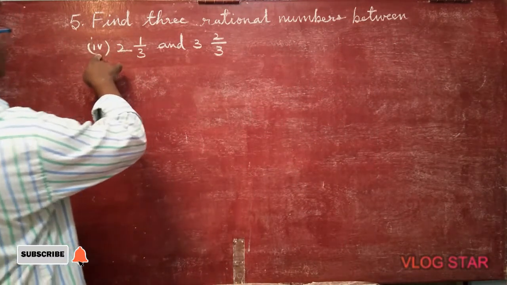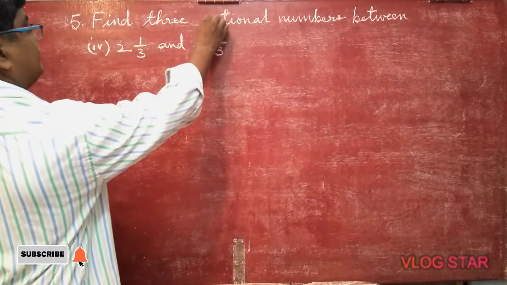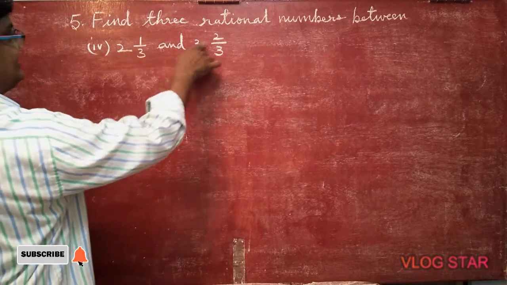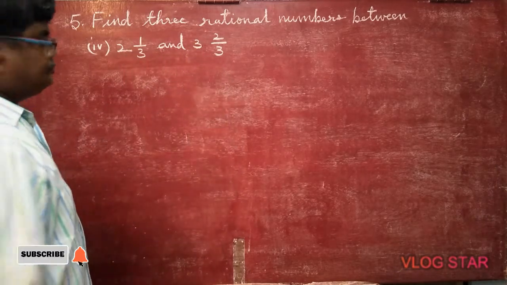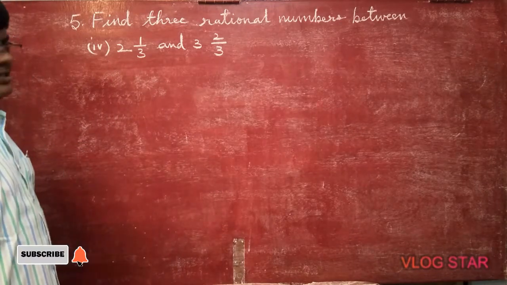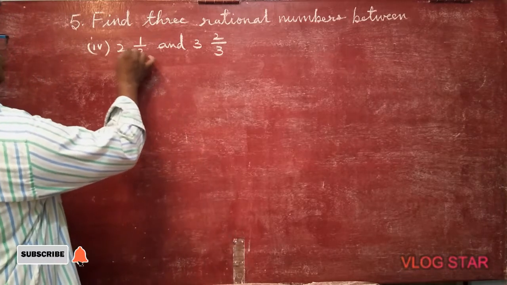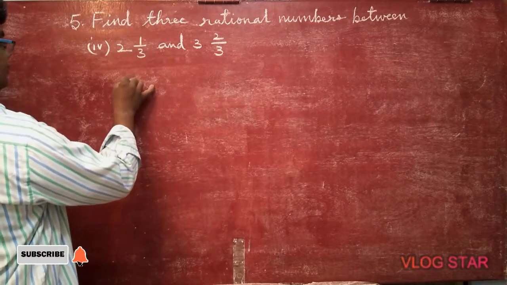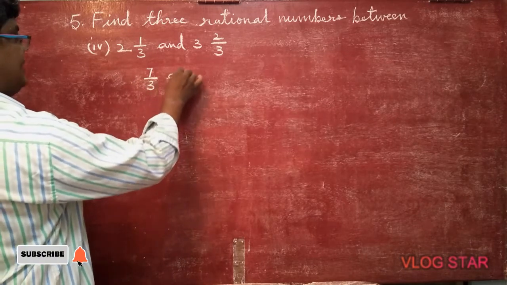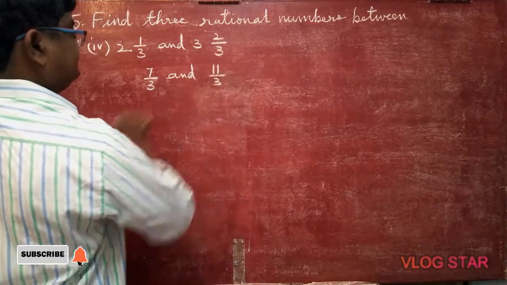Fifth problem, fourth bit. Find 3 rational numbers between 2 1 by 3 and 3 2 by 3. First of all, it is in mixed fraction. We are going to change into improper fraction. 3 twos are 6, 6 plus 1, 7 by 3, and 3 threes are 9, 11 by 3.